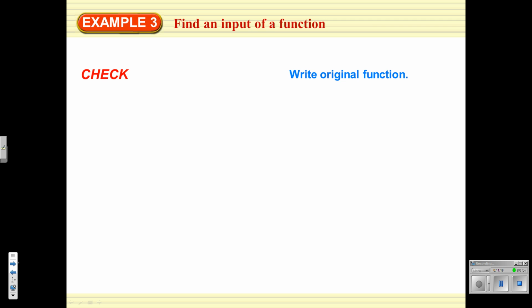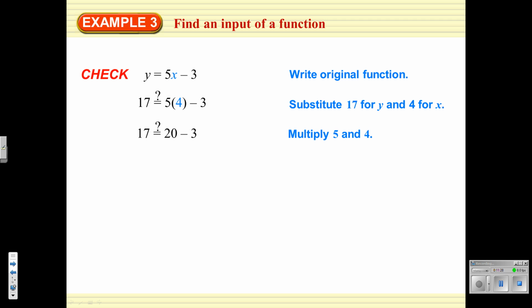We've already checked, but we'll check it really quickly. Put your 4 in for x and your 17 in for y. Put a question mark to see, but we already know it's going to check out. 20 minus 3 is 17. 17 does equal 17. It checks out.